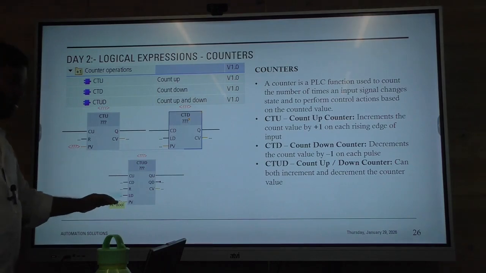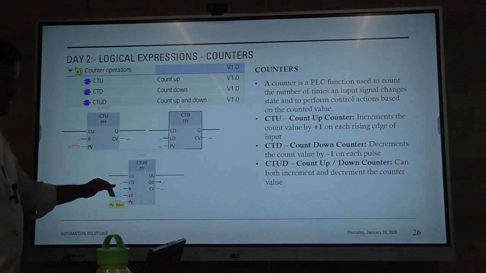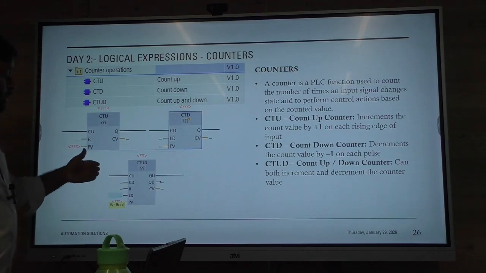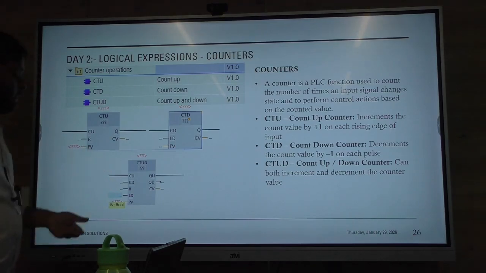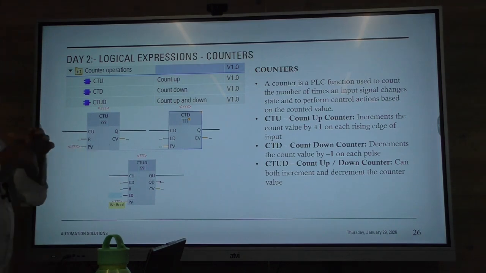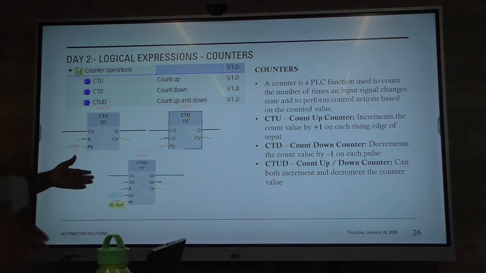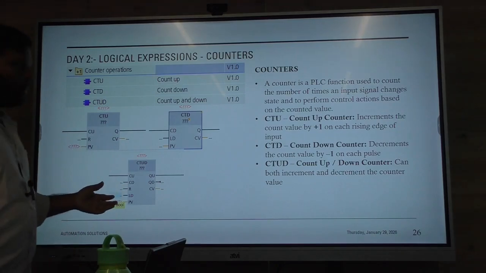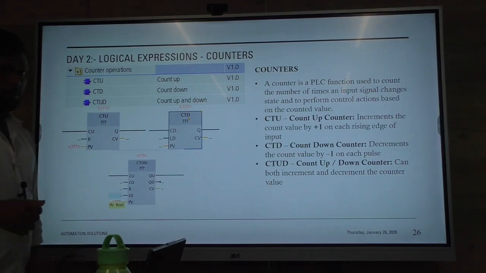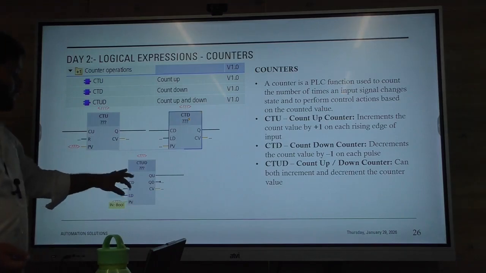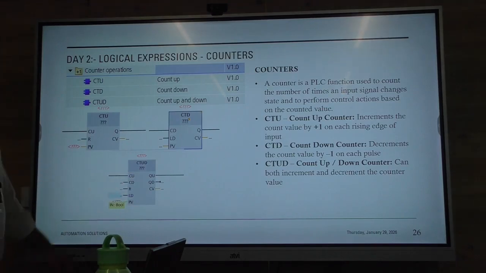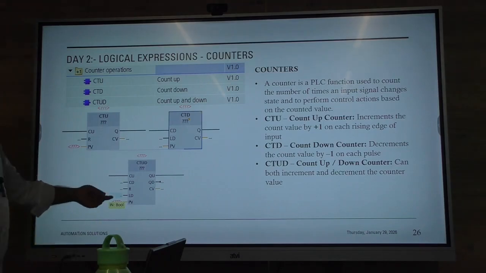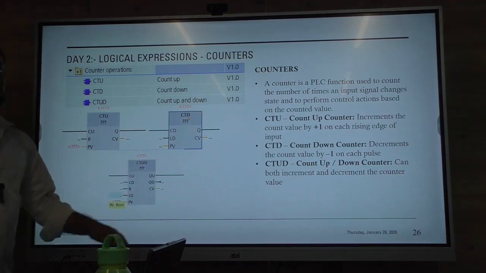If the CD keeps experiencing rising edges, then the count value will go below 0. Suppose the value is 0 and CD experiences a rising edge 3 times, then the value will be -3. After that, CU comes into action and triggers 10 times: -3 plus 10, then the value will be 7.